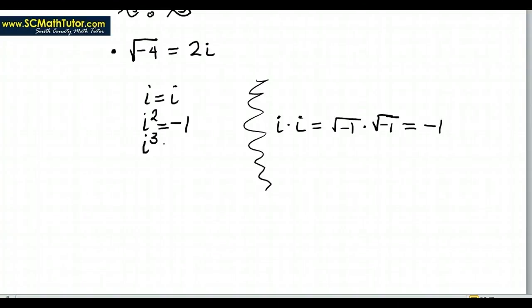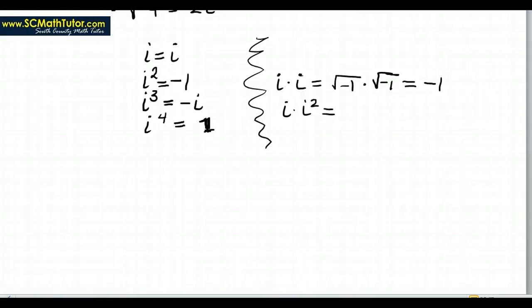Okay, i cubed is negative i. So i cubed, you can think about it as i times i squared. Well, we already know that i squared is negative 1, so i times i squared is negative i, and then i to the 4th power is 1. Okay, so I want you to prove to yourself that i to the 4th power is indeed 1. We don't like powers of i, so that's why we do this. So if you have i squared, that's negative 1, i cubed, negative i, i to the 4th, 1.